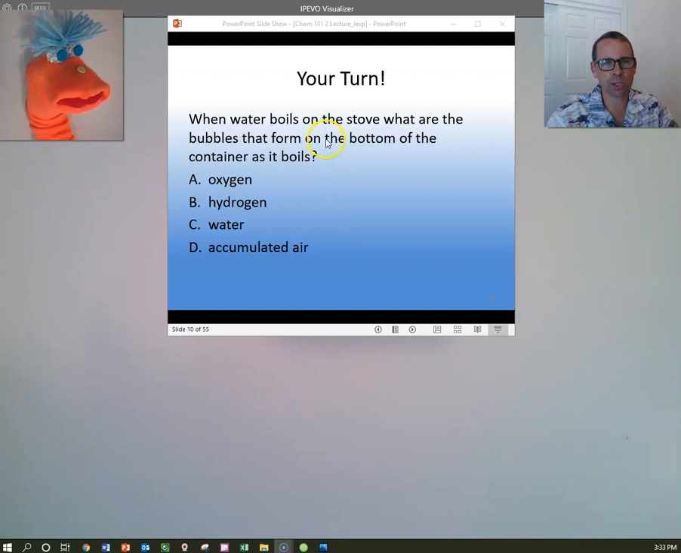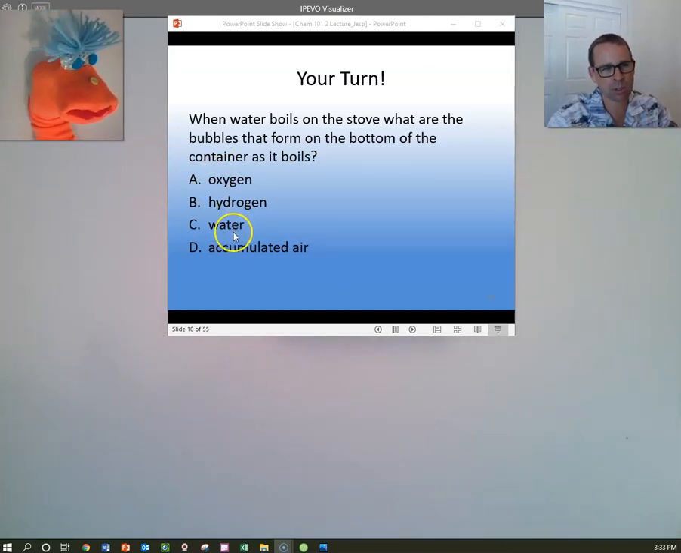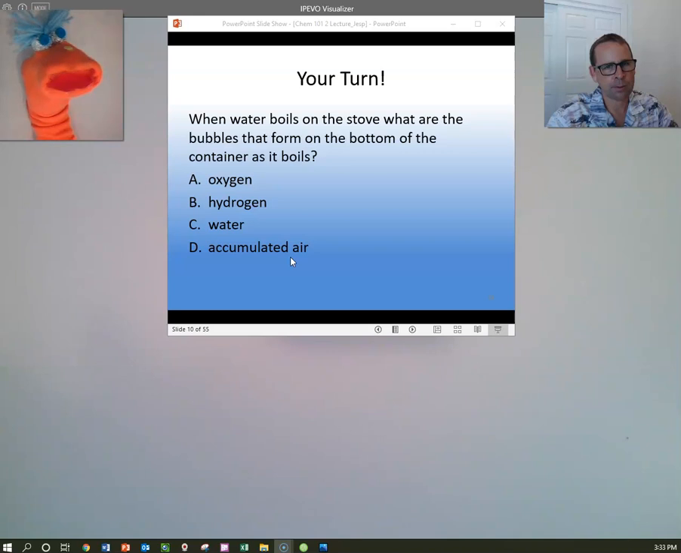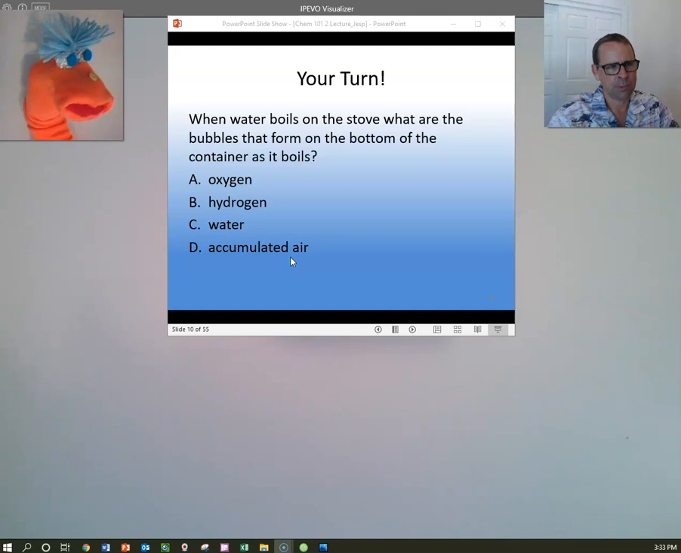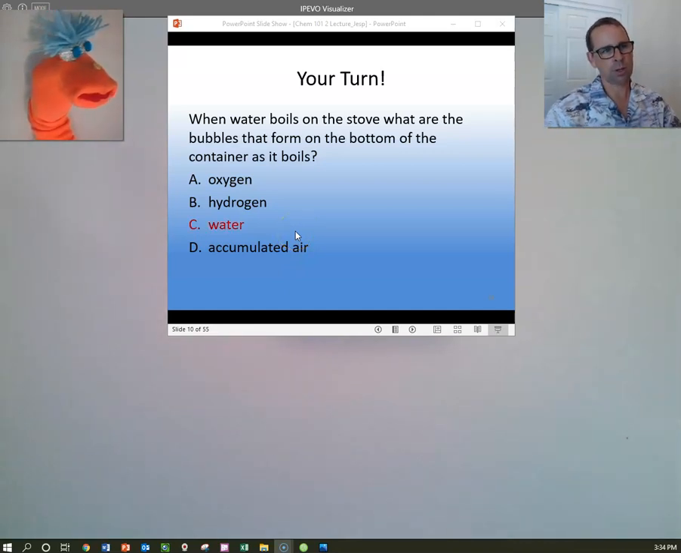How about this one? When water boils on the stove, what are the bubbles that form on the bottom of the pan when water is boiling? Oxygen, hydrogen, water, accumulated air. Yeah, I don't know. See, when water boils, is that hydrogen gas? That's not hydrogen gas. Can't be hydrogen gas. Let's see, I guess the water is getting really hot, and so it's going from a liquid to a gas. Maybe it's just water. Is that right? Is it just water? That's right. It's just water. Water is the answer there.